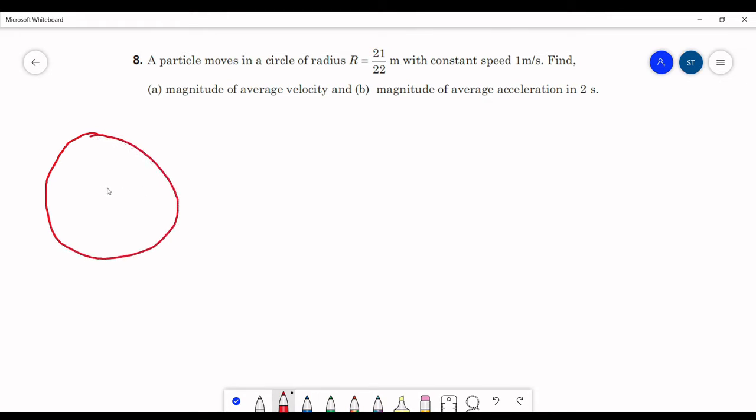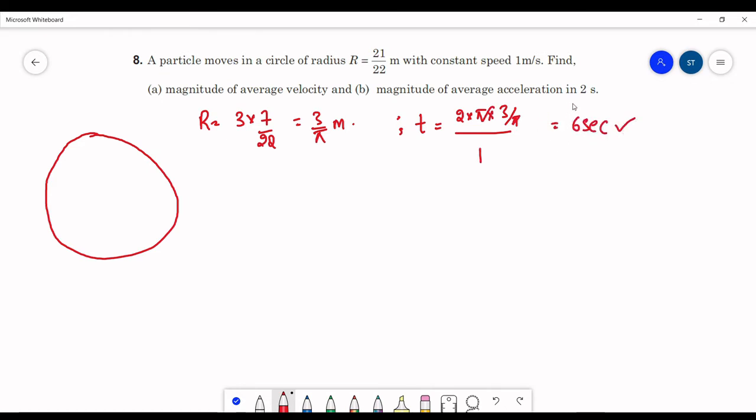Radius is given as 21/22 meters. This we can write as 3 into 7/22. 22/7 is nothing but pi. So the radius here is 3/pi meters. If you want the total time taken for the particle to complete a revolution, that will be 2 pi r by v. So this is 2 pi, r is 3/pi, divided by 1. So this is 6 seconds. In 6 seconds it will complete one revolution.